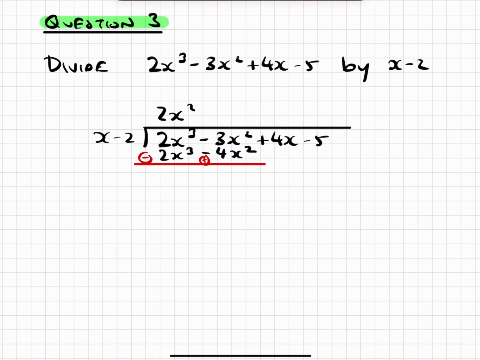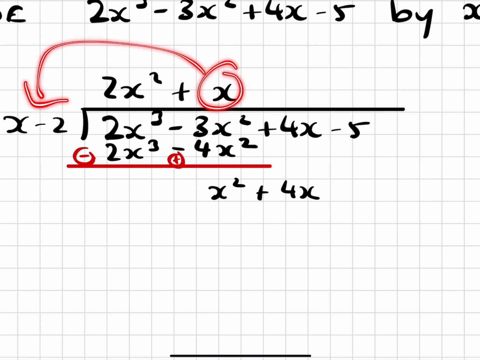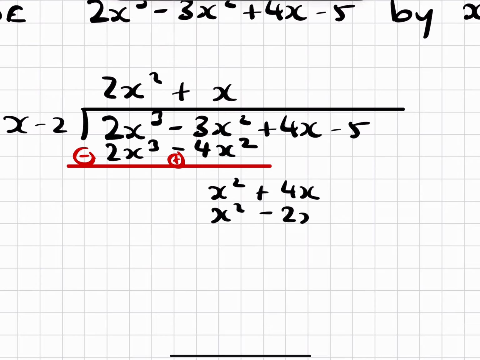Now, over here, minus 3x squared plus 4x squared gives me x squared, and I bring down the 4x. Do it again, x times what gives you x squared? In this case, it's just plus x. And then I do the plus x times these two and I write them underneath. So I say x squared minus 2x. I draw a line and I change the sign. Here, these guys cancel and I get 4x plus 2x is 6x.